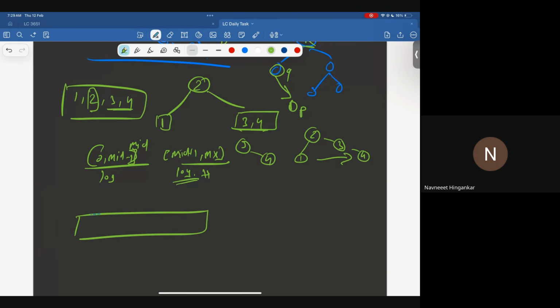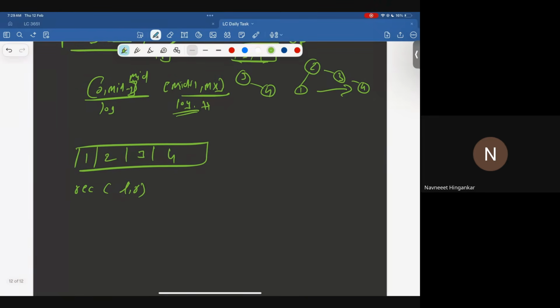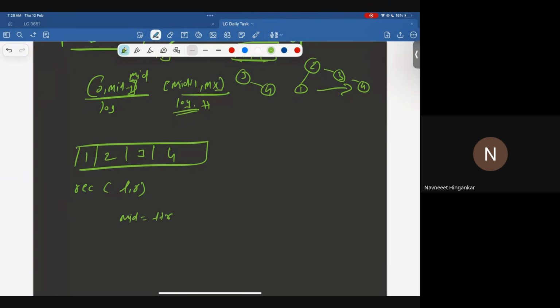Push every node into an array: 1, 2, 3, 4. Then solve it by recursing on L comma R. Then mid is equal to (L plus R) divided by 2. The moment I get mid, it means I have created a new node. Whatever the creation procedure is, new tree node is equal to the tree node definition with this value, which is the mid one.